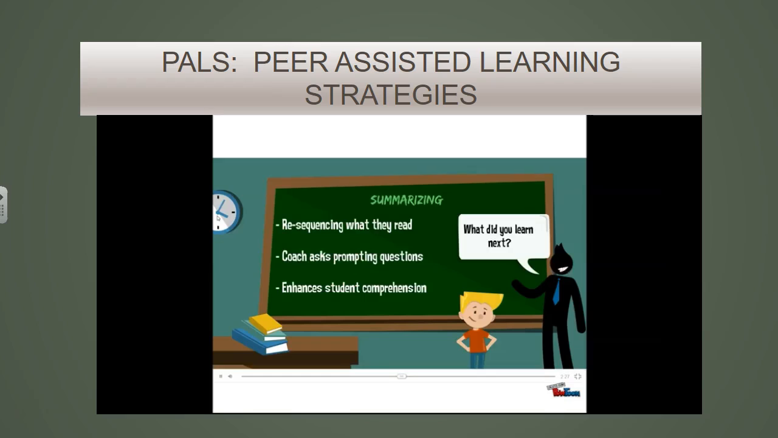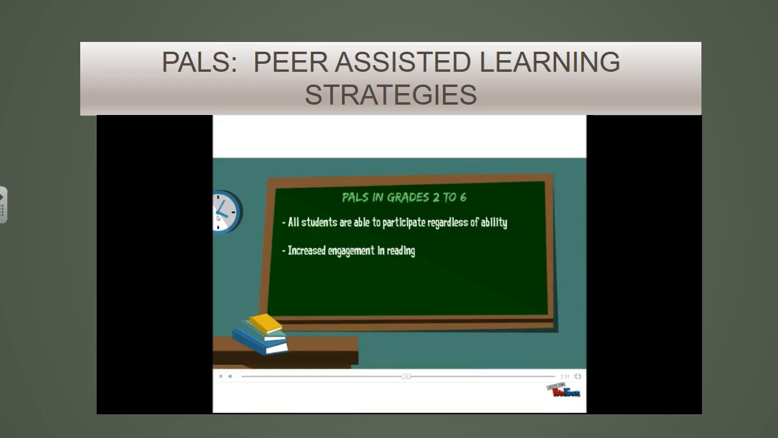Etc., until the story is complete. This process also enhances student comprehension. These comprehension activities are challenging exercises in which all students, regardless of their ability, are able to participate. In each of the cases, student engagement to reading increased, and as such, so did their skills.